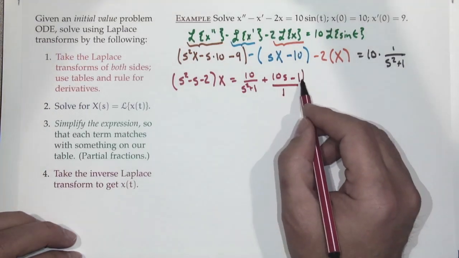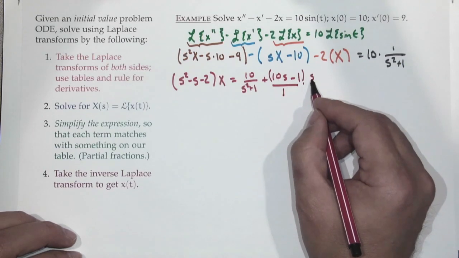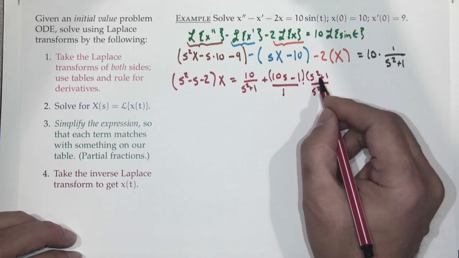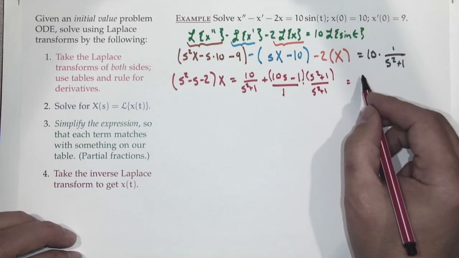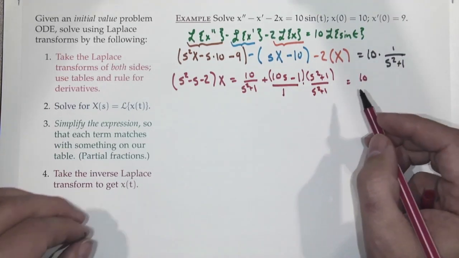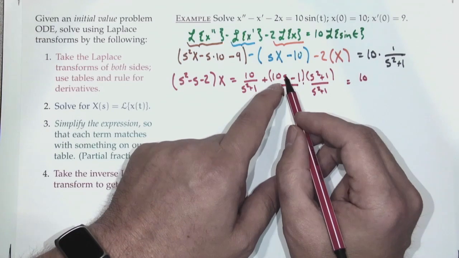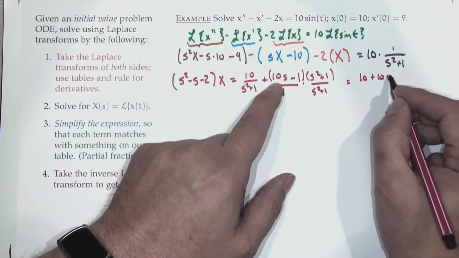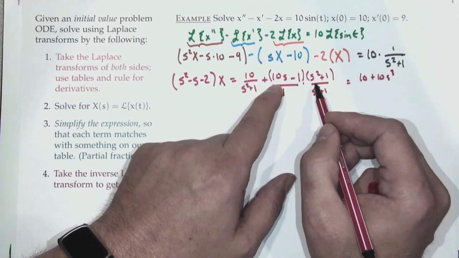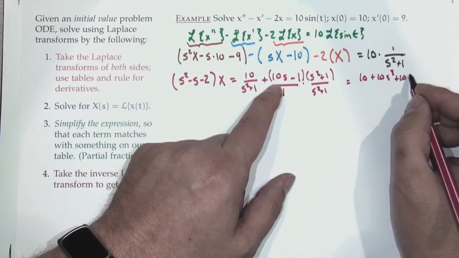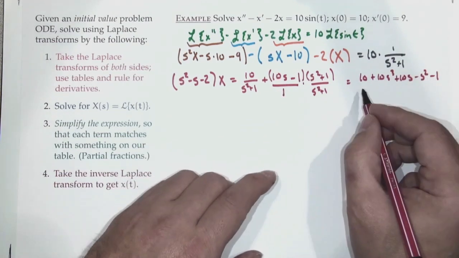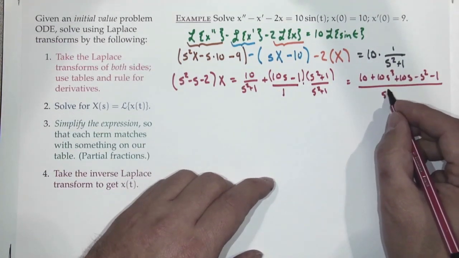Common denominator. So s squared plus 1, s squared plus 1. Okay, so this would be 10. And we get to do multiplication. Lucky us. We have 10s cubed plus 10s minus s squared minus 1 all over s squared plus 1.